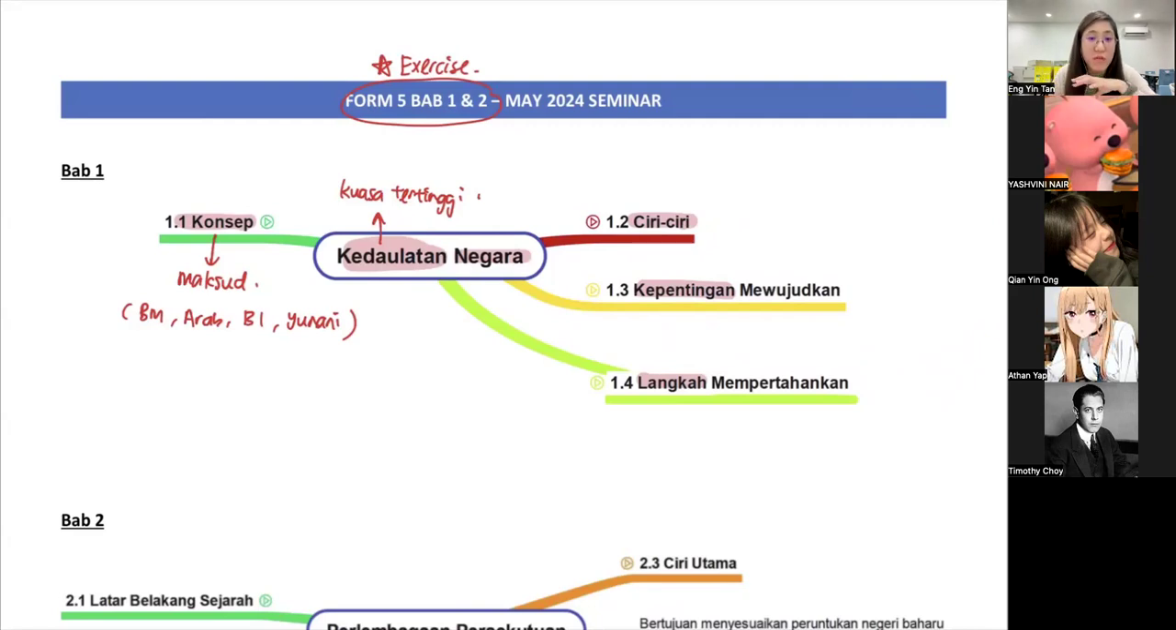But right now I'm showing you this overview. The last one here is langkah-langkah. This langkah-langkah is a bit special. You need to base it on two perspectives. One is the leader, the pemerintah. The other is based on the rakyat. So langkah-langkah pemerintah, langkah-langkah rakyat. You need to know, as a government leader and as a citizen, what we need to do to defend our kedaulatan. Remember, kedaulatan means kuasa tertinggi. This is chapter 1.